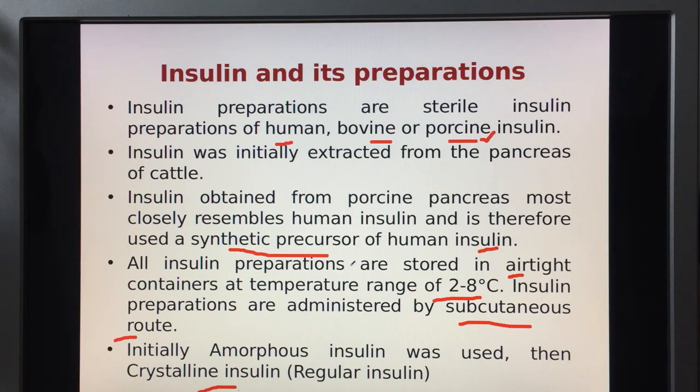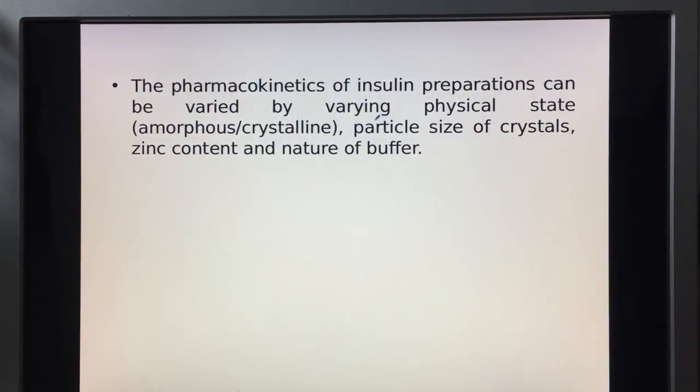Now the pharmacokinetics of the various preparations of insulin can be varied by varying certain factors, and those factors include varying the physical state. By physical state it means amorphous or crystalline. Both these forms have different pharmacokinetics. Likewise, changing the particle size of crystals also affects the kinetics. The content of zinc and the nature of buffer are also factors that affect the pharmacokinetics of the insulin preparations.